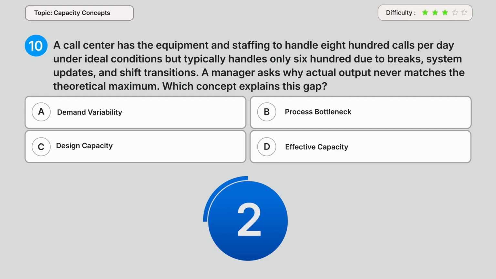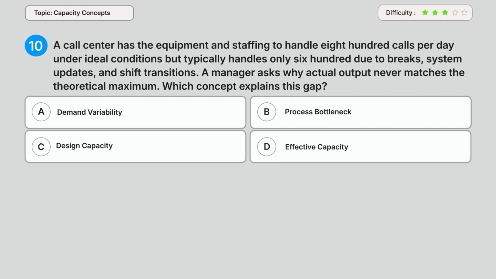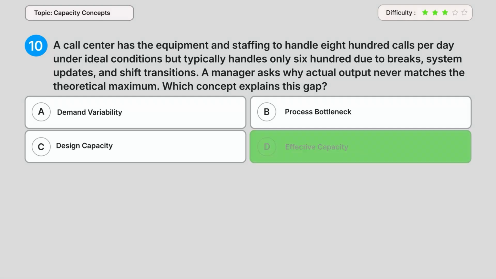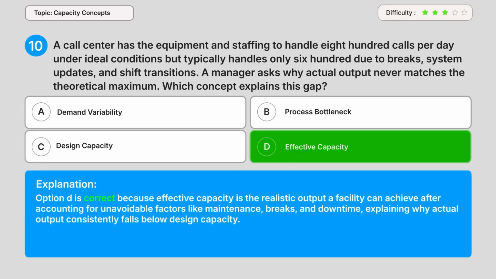Correct answer, D. Effective capacity. Explanation: option D is correct because effective capacity is the realistic output a facility can achieve after accounting for unavoidable factors like maintenance, breaks, and downtime, explaining why actual output consistently falls below design capacity.